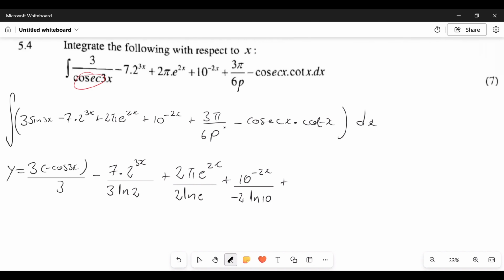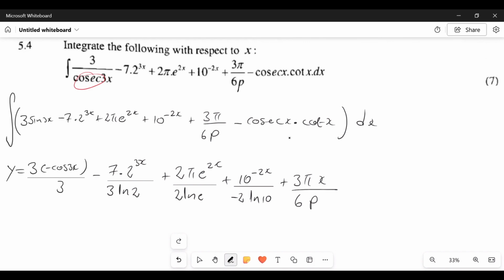So the fifth term, guys, as you can see, we do not have x, so it's a constant. Remember, when it's a constant, we multiply by the variable, which in this case is x. So we can just write 3 pi x divided by 6 pi.